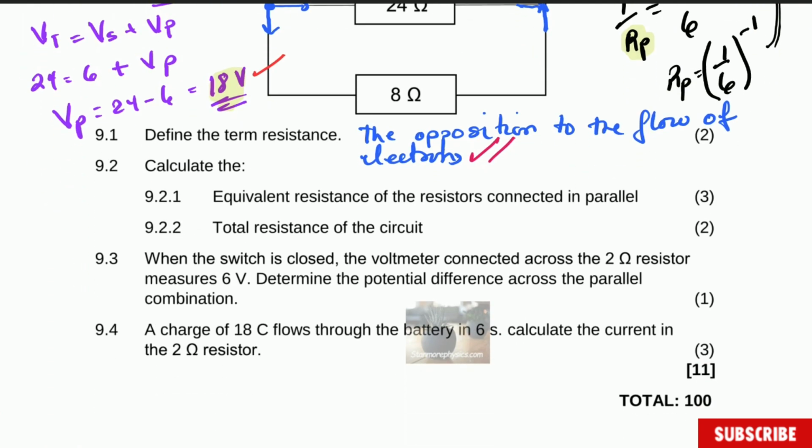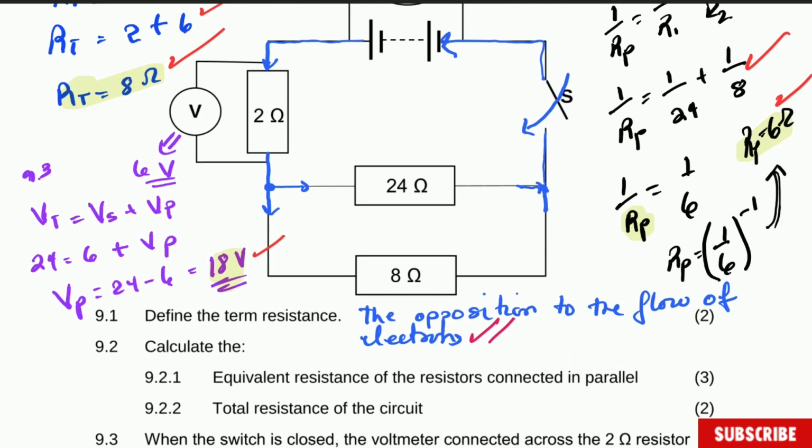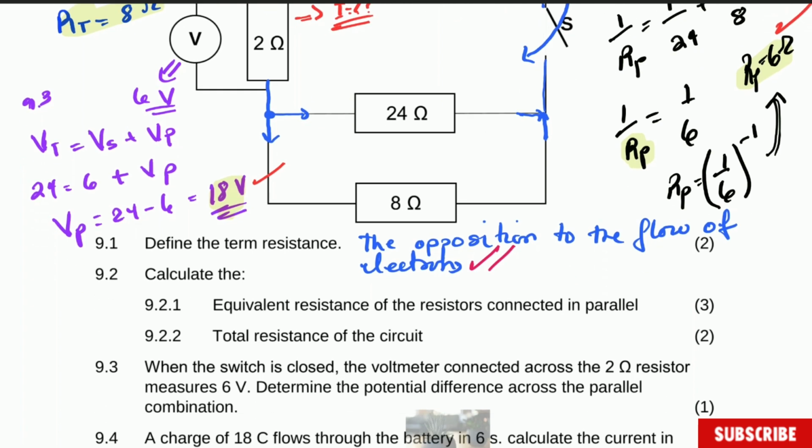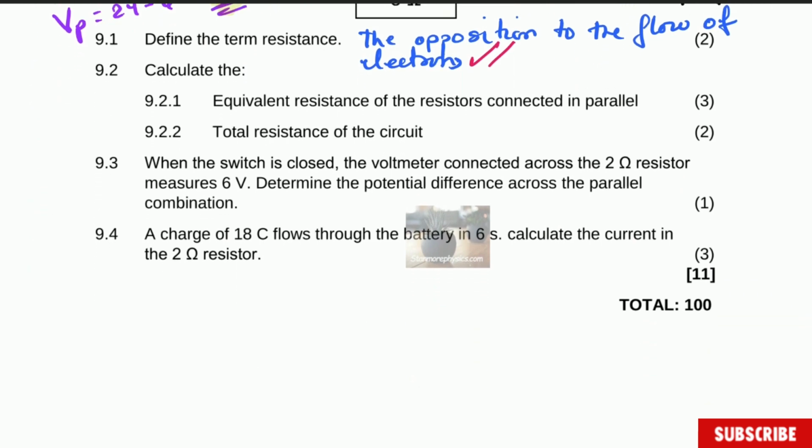A charge of 18 coulombs flows through the battery in 6 seconds. Calculate the current in the 2 ohm resistor. So you have to calculate the current flowing through that specific resistor, that is the question mark. That is what they want you to calculate. They're giving you charge, they're giving you time. So this question is 9.4.